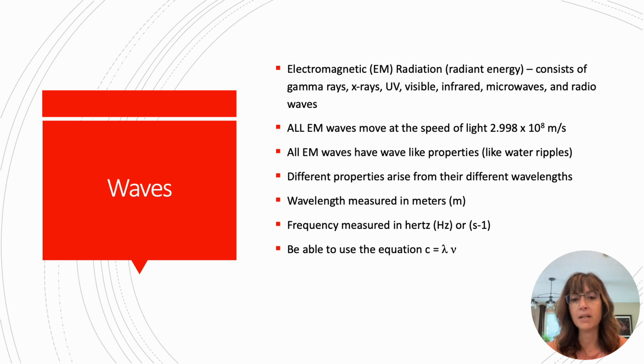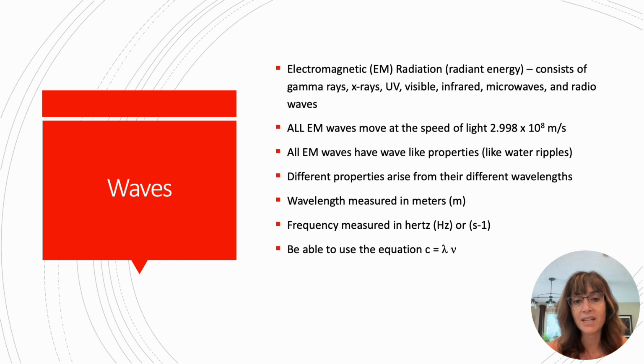On the next slide, I'm going to break it down into the different components of a wave, but the wavelength must always be measured in meters. Now, when you're dealing with chemistry, typically they give us nanometers, so you're going to have to be able to convert to meters. Not that big of a deal.